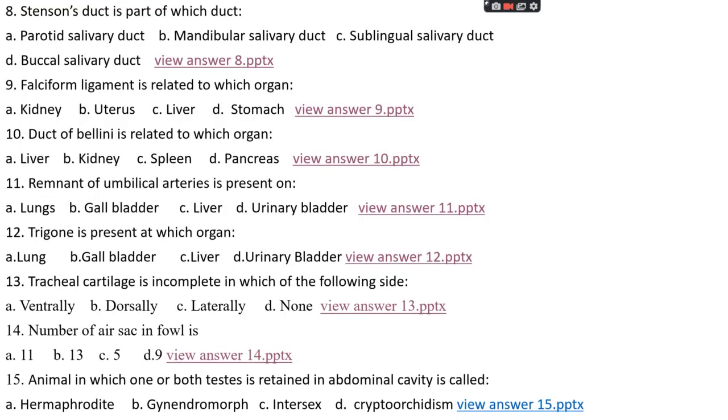Question number 10. Duct of Bellini is related to which organ? Option A, liver. Option B, kidney. Option C, spleen. Option D, pancreas. The right answer is option B, that is the kidney.